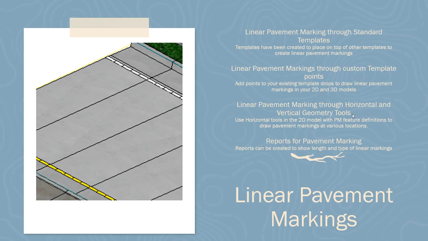And then we'll also take a look at getting reports on pavement marking. They can be either linear or point. This first portion we'll talk about the linear ones.